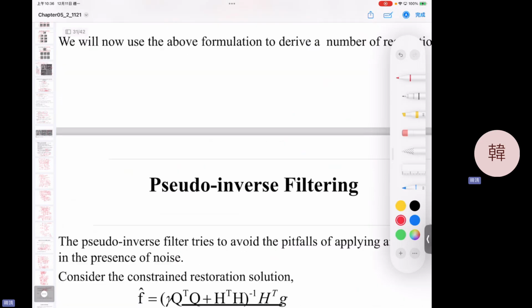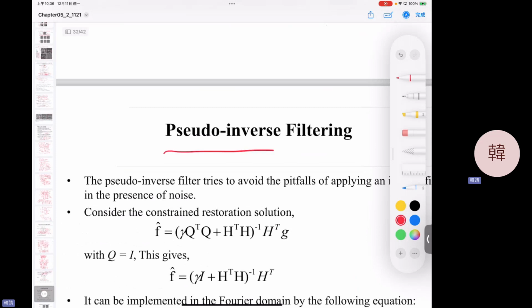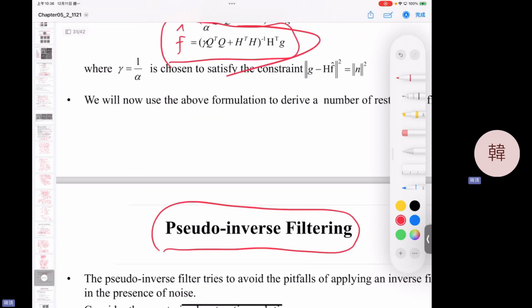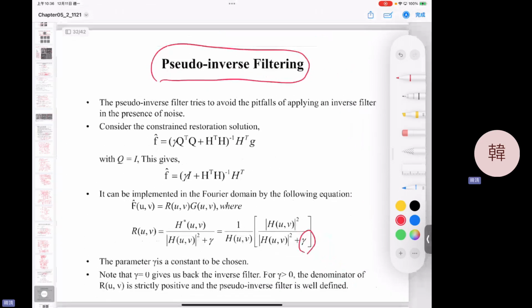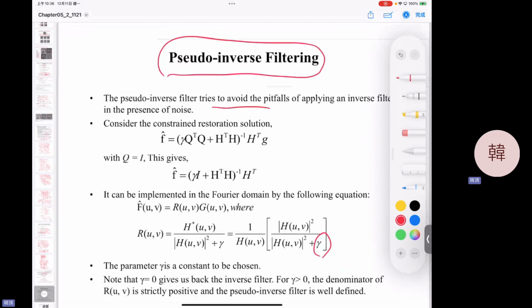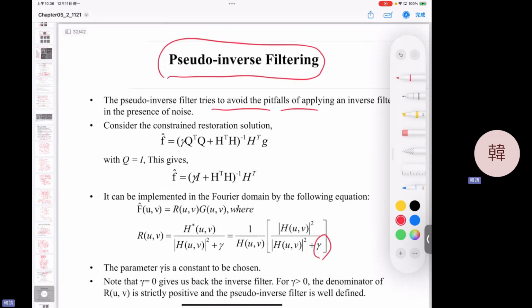Okay, so let's see. We first will face this pseudo inverse filter and also use this optimization result here. So what is the pseudo inverse? The pseudo inverse filter tries to avoid the pitfall of applying the inverse filter in the presence of noise. So we know if there's a 0 there, if you invert, okay, the noise will become enlarged. So that's the result we previously got from the Lagrange multiplier approach here. And with this Q equal to I, there's a pseudo inverse filter.